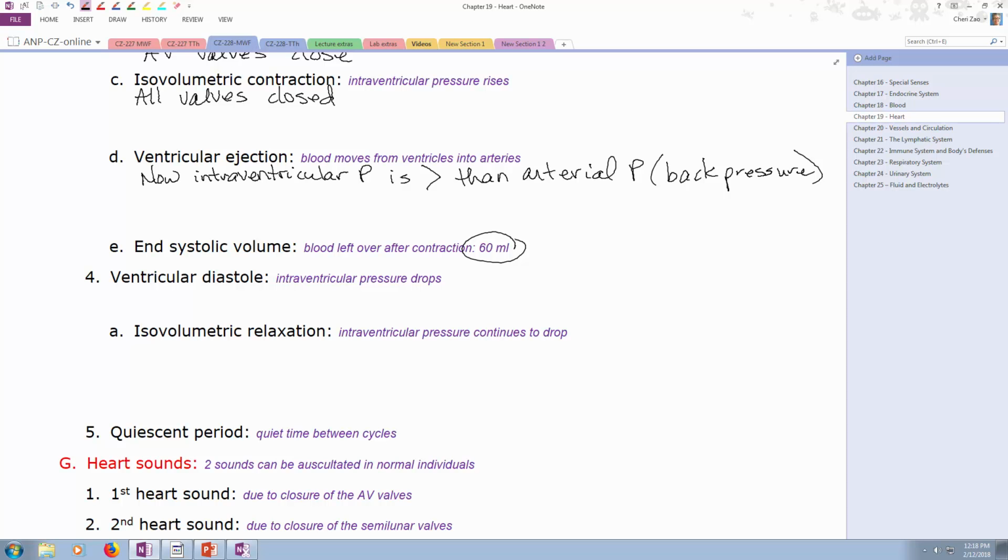So now intraventricular pressure is greater than arterial pressure, back pressure. So the valves, which are the semilunars, open, and a bolus of blood is ejected. What do we know about the AV valves? They're still closed, otherwise we would have backflow during this time.